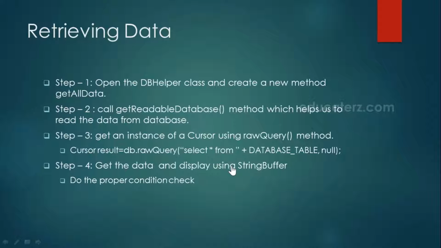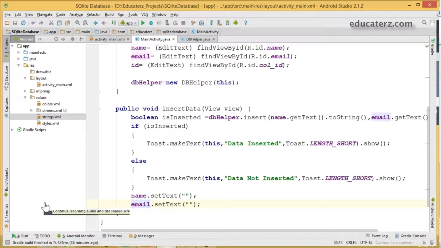In the real world, mostly we use a list view or something else, but presently I'm going to pass the data to a text view, which is simpler to understand. Then do a proper condition check whether the data is available or not. If available, it will show the data, or else it will show that data is not available. So now open your Studio and start creating a getAllData method inside your helper class.